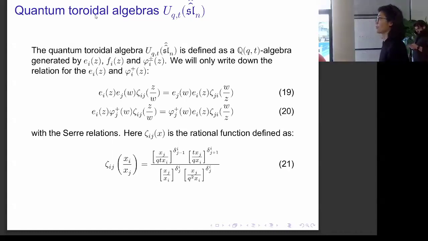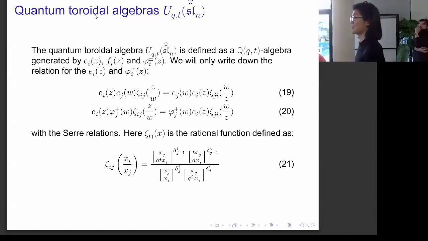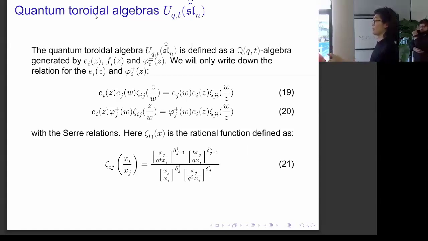So the quantum toroidal algebra, the definition is a little bit complicated. So I just introduced the non-negative part of the definition. So you can think about the quantum toroidal algebra as an algebra over the field of rational functions generated by the following currents. And the currents just means that the generators of the algebra are encoded by the Laurent expansion of these e_i(z), f_i(z) and phi_i(z).